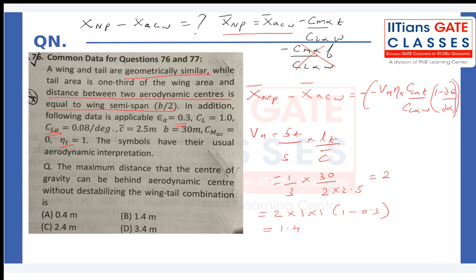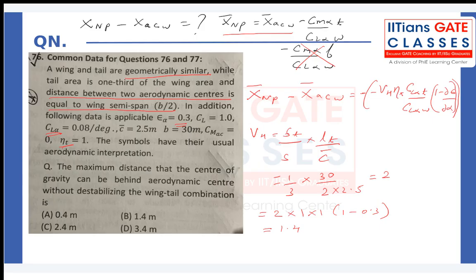I'm not sure if we have the answer key with us. Because what they've asked in the question is the distance between the neutral point and the aerodynamic center of the wing. So what we've gotten here is the ratio between this distance and C bar. So ideally we should be multiplying it with C bar to get the answer in meters.